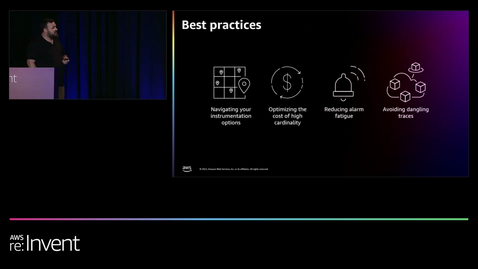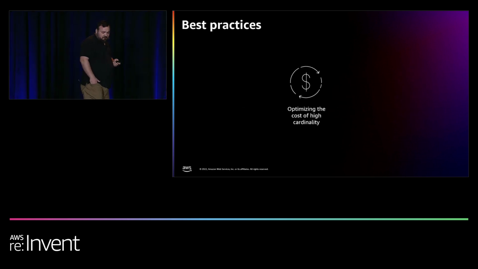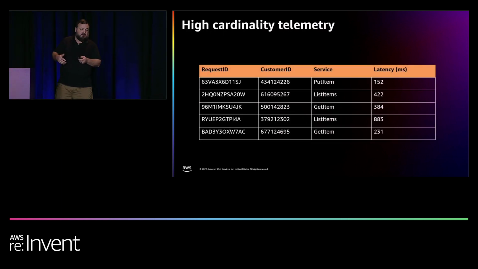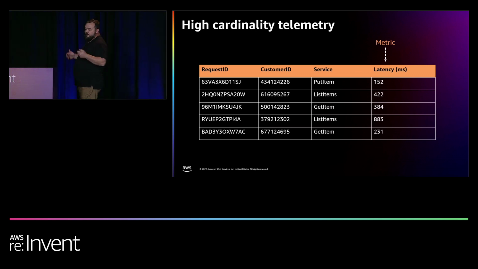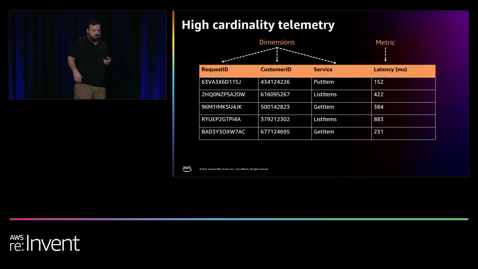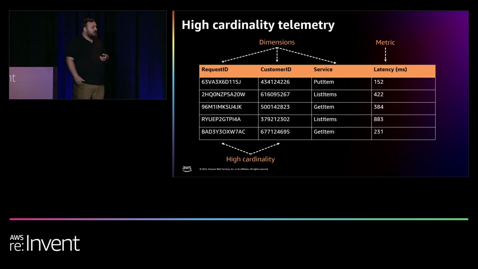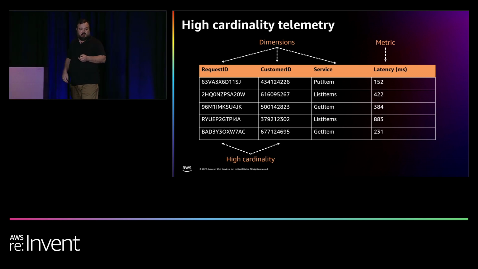All right, so let's talk about the second best practice, optimizing the cost of high cardinality. I'll explain what high cardinality is if you're not familiar with this, but here's just some metrics I put together. We have a latency metric. This is measuring latency of something. We have three different dimensions: our request ID, customer ID, and service. So we have a few services here: put item, list item, get item. Those first two columns are potential examples of high cardinality, and I'll explain why, and the implications of high cardinality.